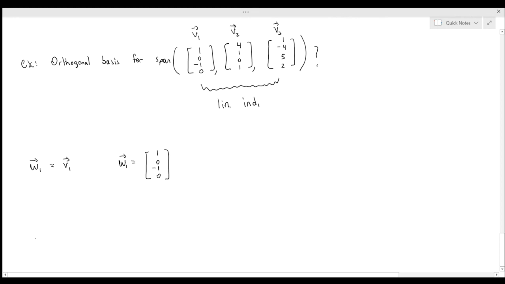Now remember for Gram-Schmidt, the first vector W1 is simply equal to V1. Next, in order to get the second vector, W2, we take V2 and subtract its projection onto W1. And for the projection onto W1, we're going to do W1 dot product with V2 over W1 dot product with itself.